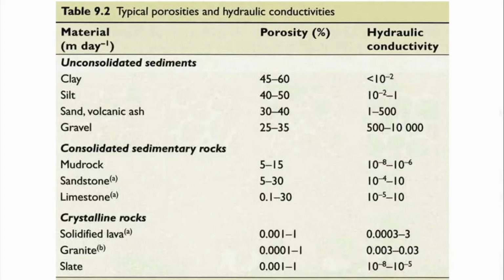So of the porosity versus hydraulic conductivity, you have here, for example, clay: porosity is medium, the hydraulic conductivity is very poor, less than 10 to the power of -2. Salt is similar in porosity, but the hydraulic conductivity can be a bit higher. You have sand and volcanic ash, with lower porosity but significantly higher hydraulic conductivity, or gravel, which has a lower porosity but very high hydraulic conductivity.